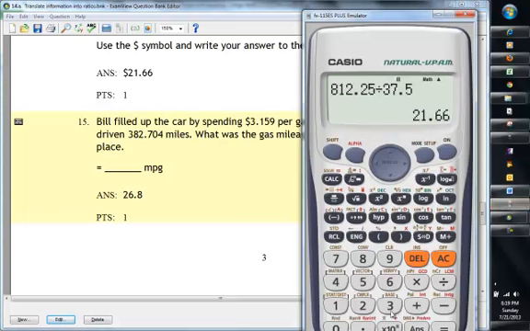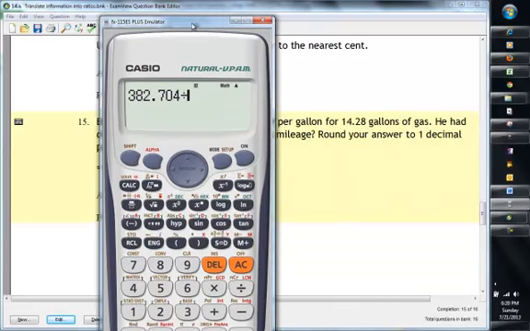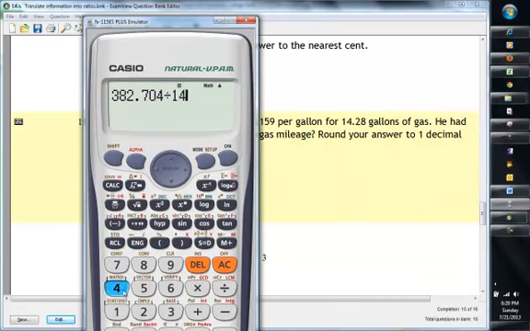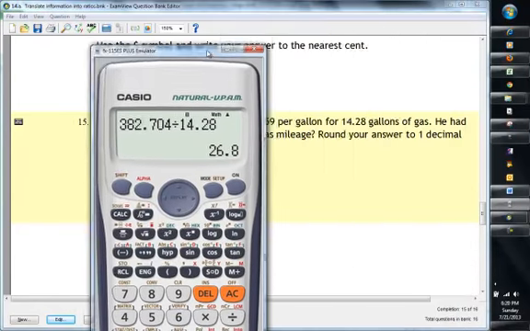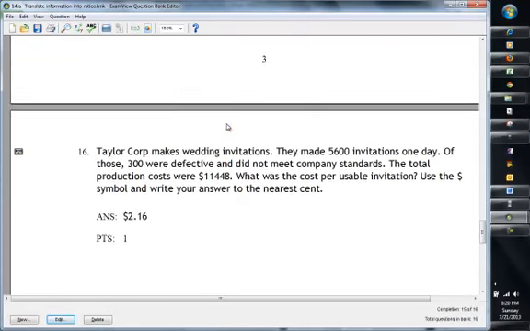So we would take 382.704 divided by the number of gallons, 14.28, and that gives us 26.8 miles per gallon, round to 1 decimal place.